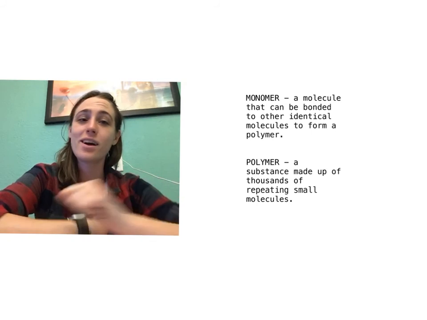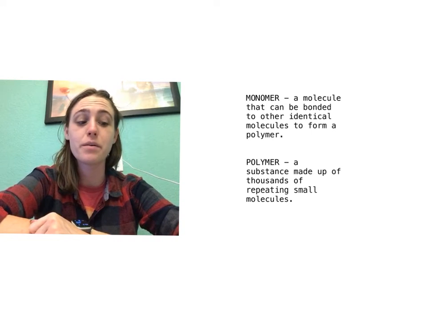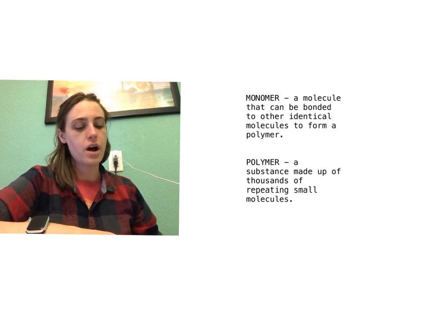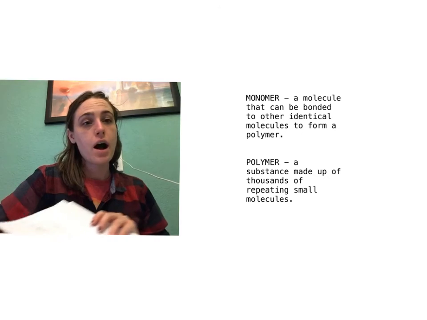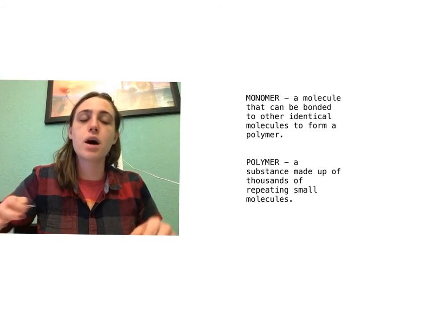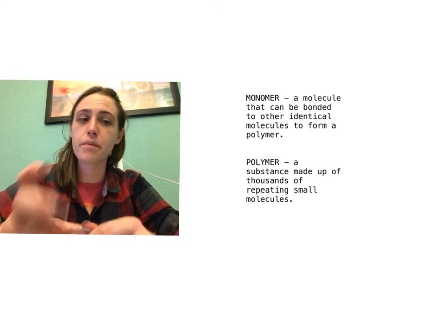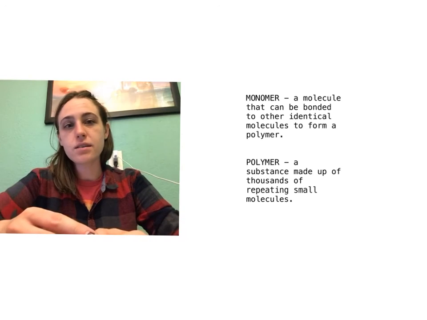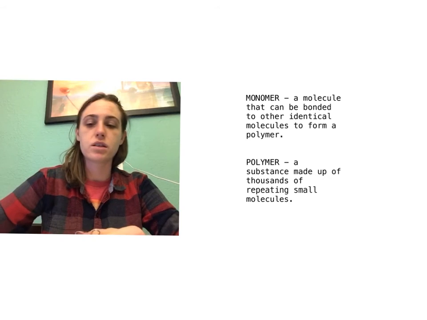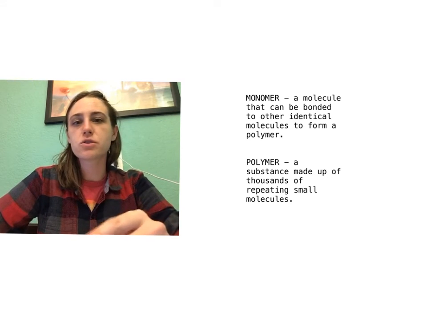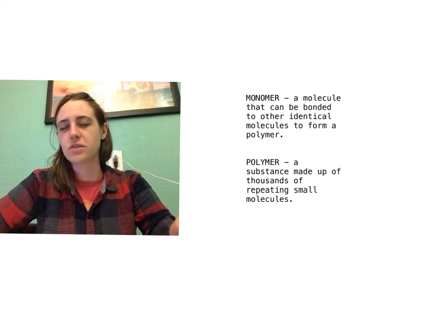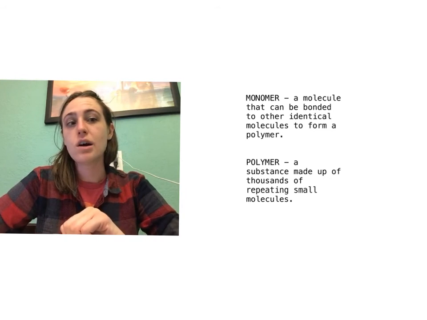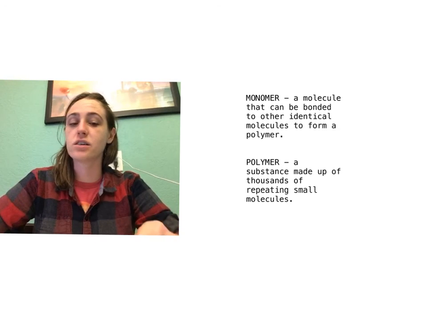All right, so right here are your definitions. Monomer and polymer are two things that you're definitely going to need to know for this next unit. A monomer is a molecule that can be bonded to other identical molecules to form a polymer. The way I always explain this to students is that monomers are like beads in a necklace. When you string them together, you get a more complex molecule. The polymer is the entire necklace together.